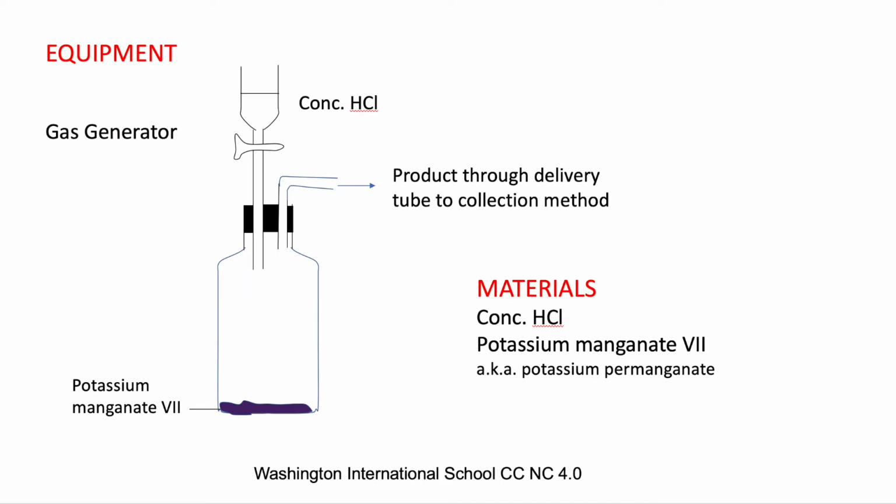So to begin with, we're going to look at the equipment. We start with the gas generator, which here is a jar or a flask with a tap funnel going into it and a delivery tube coming out of it. And for chlorine, the materials are concentrated hydrochloric acid in the tap funnel and potassium manganate 7, also known as potassium permanganate, in the bottom of the flask.